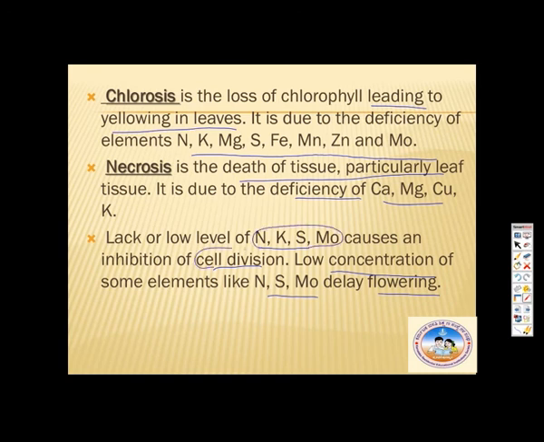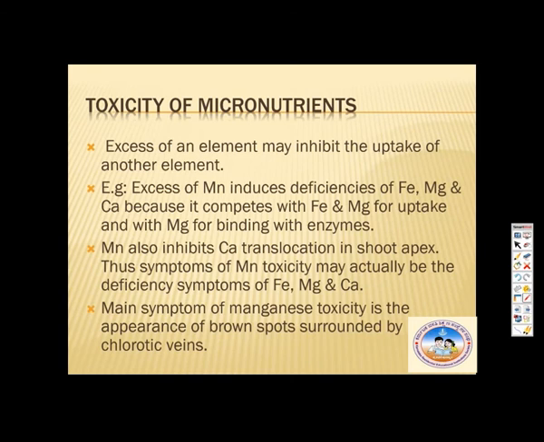Now, an excess of one element may inhibit the uptake of another element. Example: excess of manganese induces a deficiency of your iron, magnesium, and calcium. I repeat again. If you supplied manganese in a larger amount, the nutrients like iron, magnesium, and calcium will become deficient. Why? Because iron and magnesium compete for uptake. So it will not allow the iron and magnesium to be absorbed by the plant.